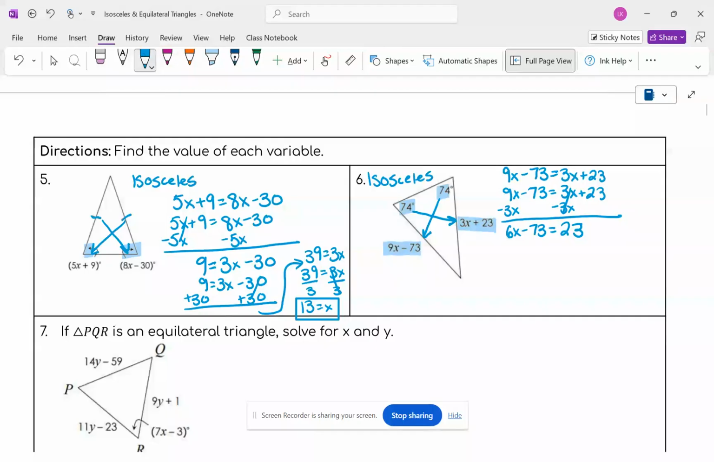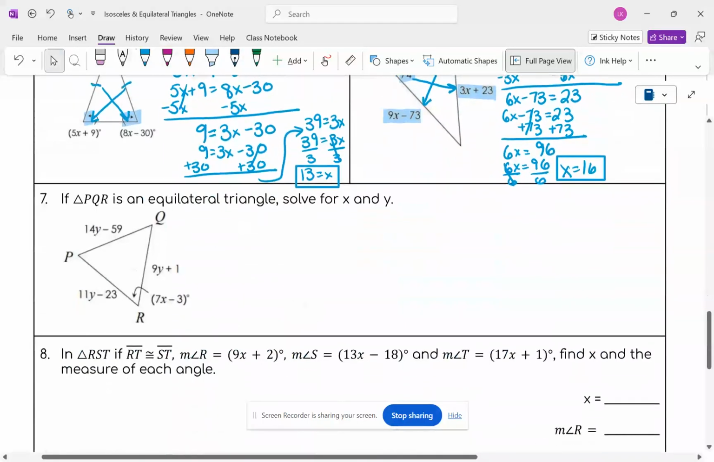I don't know what that 3 is doing. We're going to add 73 to both sides. 23 plus 73 is 96. We divide by 6 on both sides, and x is equal to 16. And you're done.